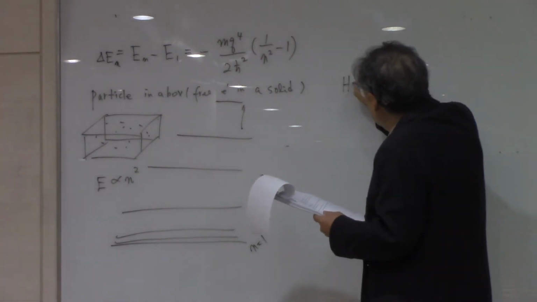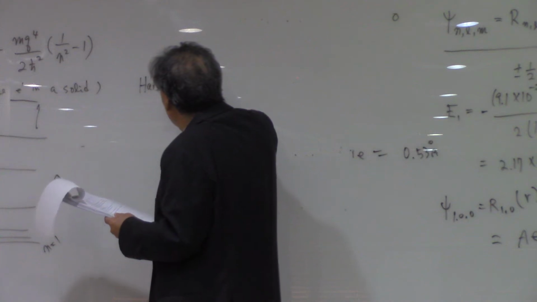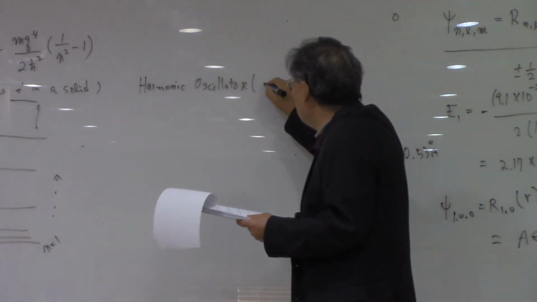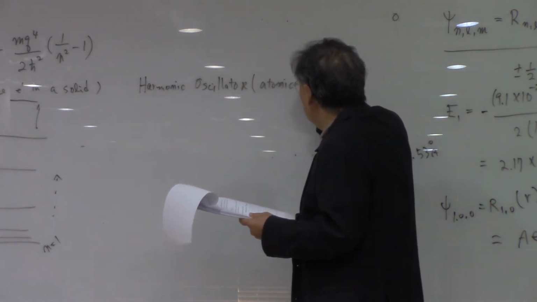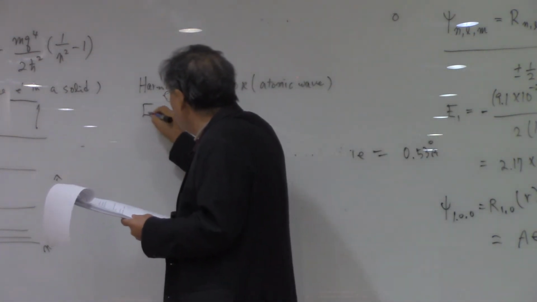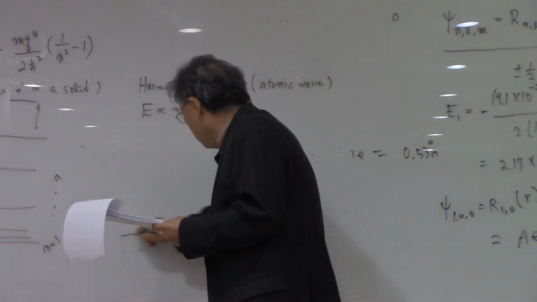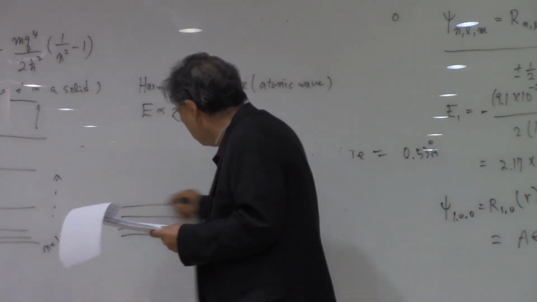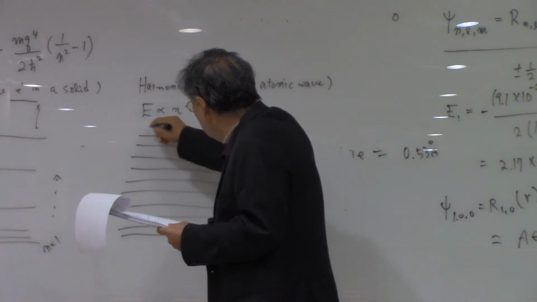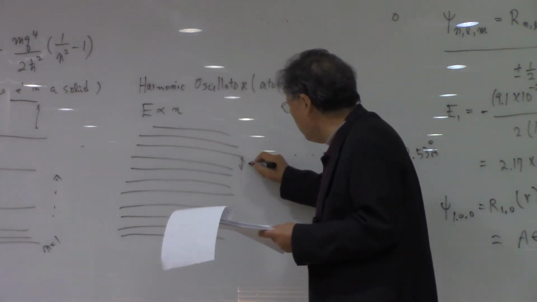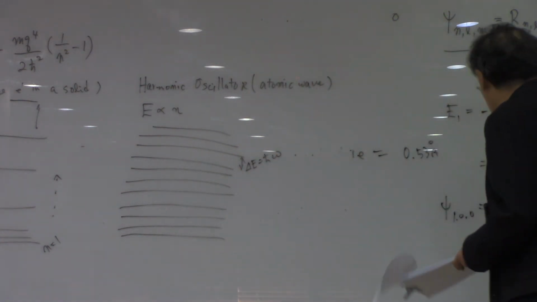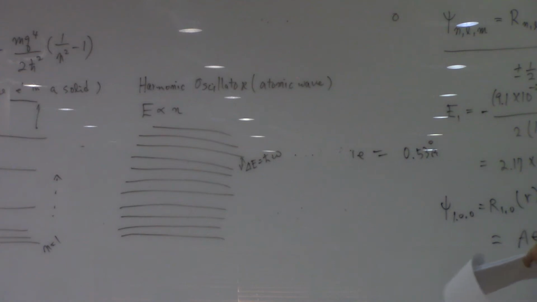And the harmonic oscillator case. This is the case of the atomic vibration. In that case, the energy is proportional to n, so that it's equally spaced. No matter how high the state has been excited, the gap is always going to be delta E equal to h bar omega, something like this. That has been found.